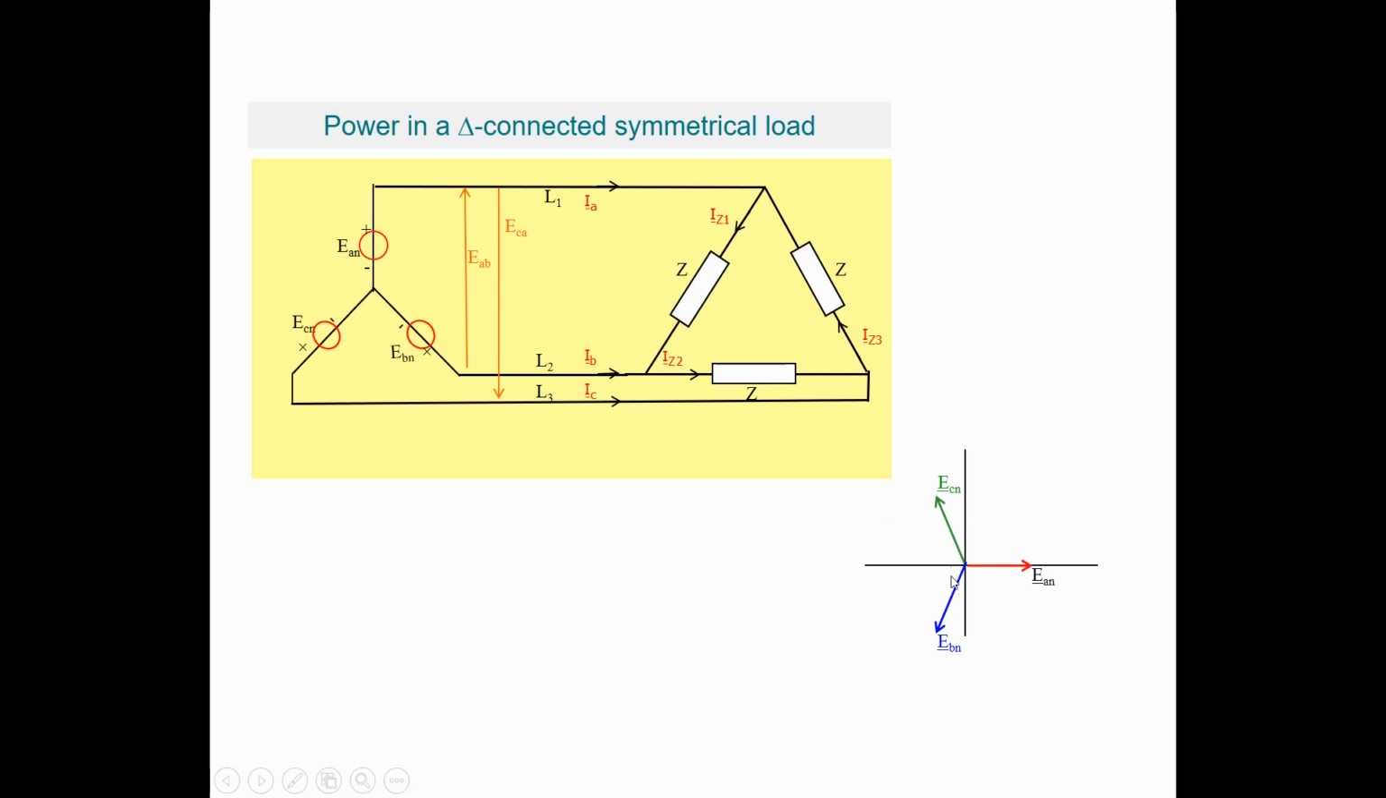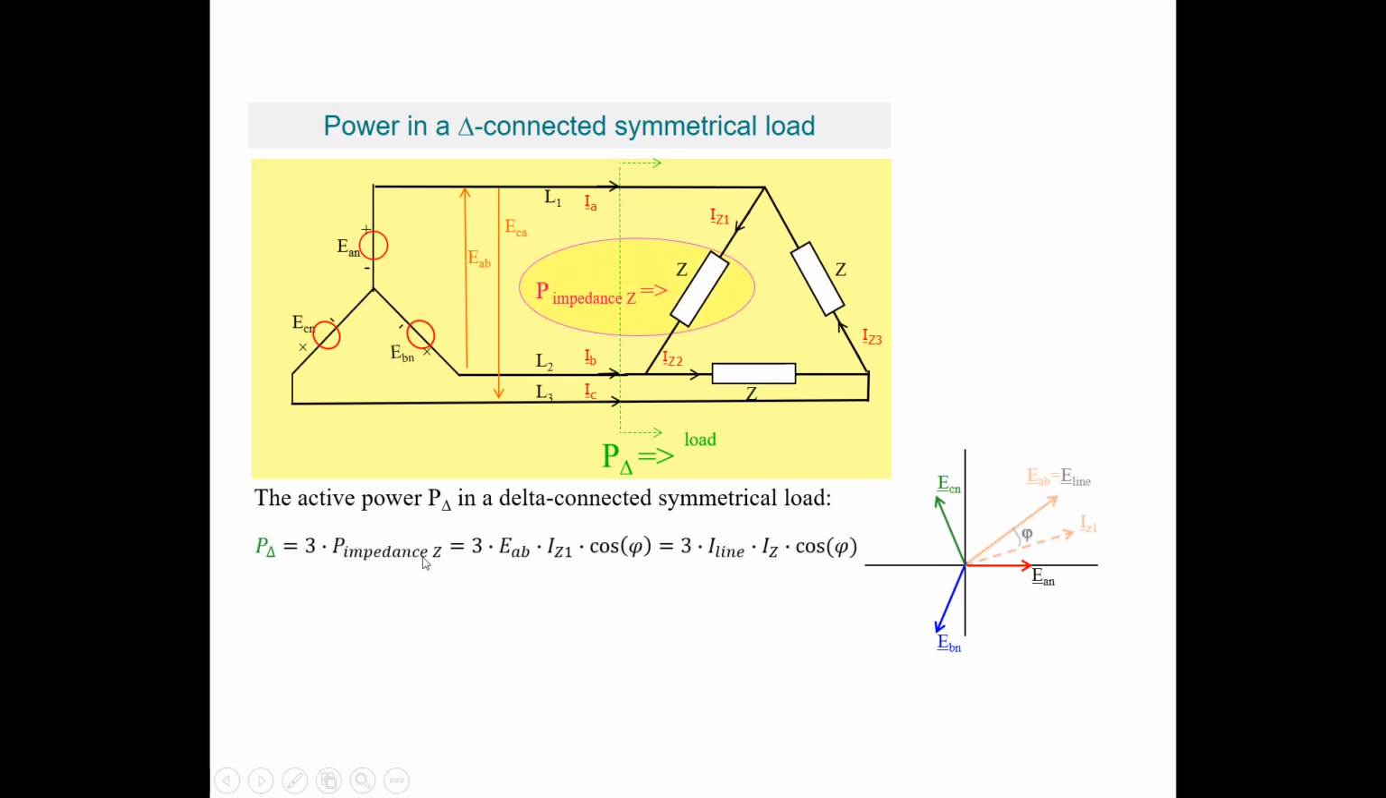This is my phase diagram, and we have the phase voltages put over here. Now the active power P delta in a delta connected symmetrical load can be defined as equal to this expression. P delta is 3 times the power in one impedance, so the power in an impedance Z, which is equal to 3 times the line voltage, EAB in this case.